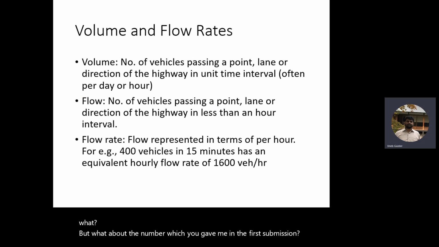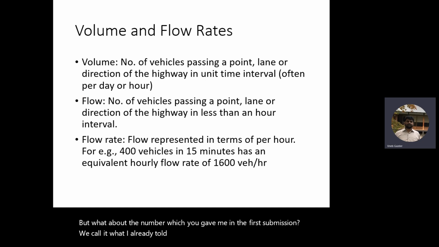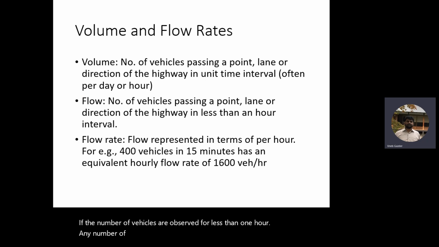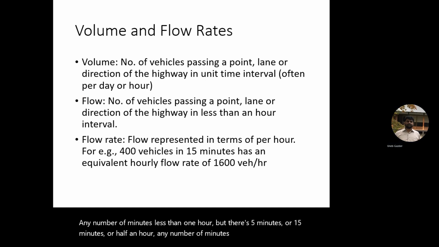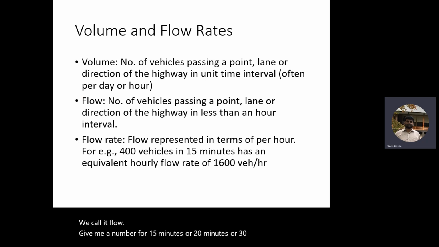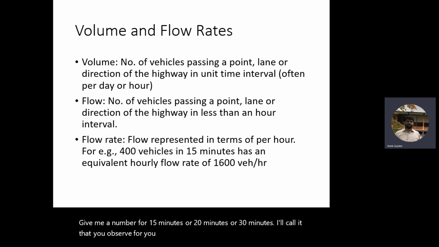But what about the number which you gave me in the first submission? We call it what? I already told you, and it's written there as well. Flow. If the number of vehicles are observed for less than 1 hour, any number of minutes, less than 1 hour. Whether it's 5 minutes or 15 minutes or half an hour, any number of minutes less than 1 hour, we call it flow. So you give me a number for 15 minutes or 20 minutes or 30 minutes, I'll call it flow.